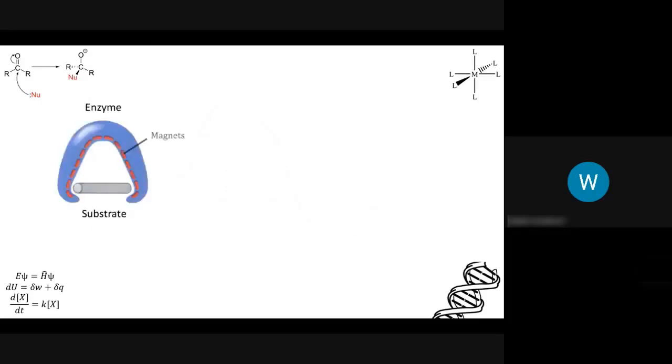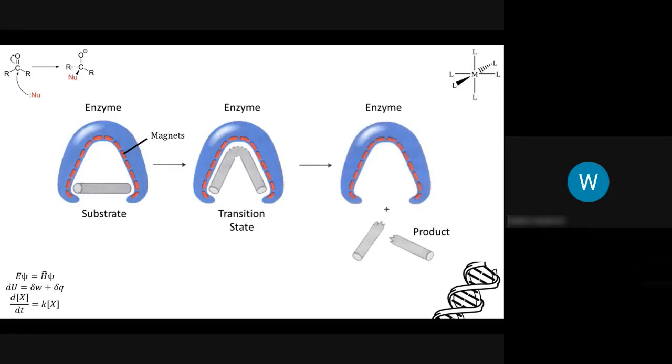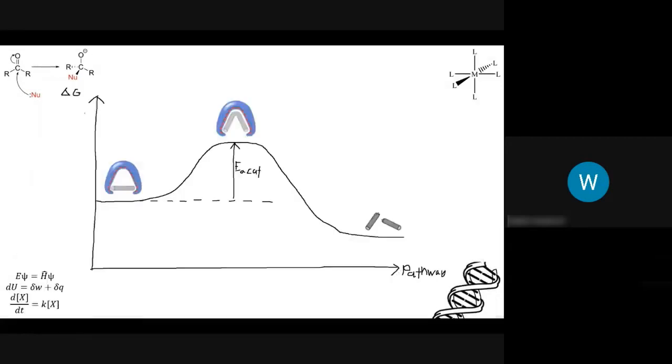Now let us imagine an enzyme with an active site lined with magnets. This active site is specifically designed to bind to the transition state of the reaction to form stabilizing interactions with the transition state. In this case, the stabilizing interactions would be the magnetic attractions between the transition state and the magnets in the enzyme. Now let us sketch the energy profile diagram of this reaction. It will look something like this.